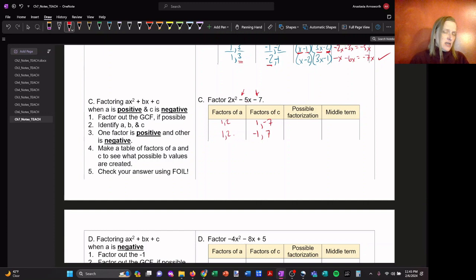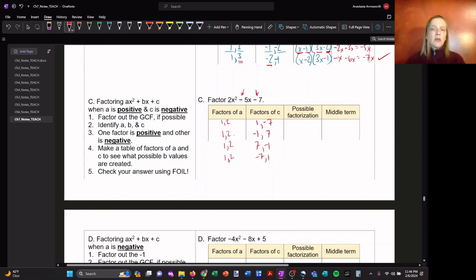Not only that, I could change the order in which I write the 7 and in which I write the 1. So I could write 7 with negative 1, or I could write negative 7 with positive 1. So I need to write my factors of A even more times. Even though 2 only has 2 possible factors, and negative 7 has 2 possible factors, there are 4 possible combinations of factors to test here.